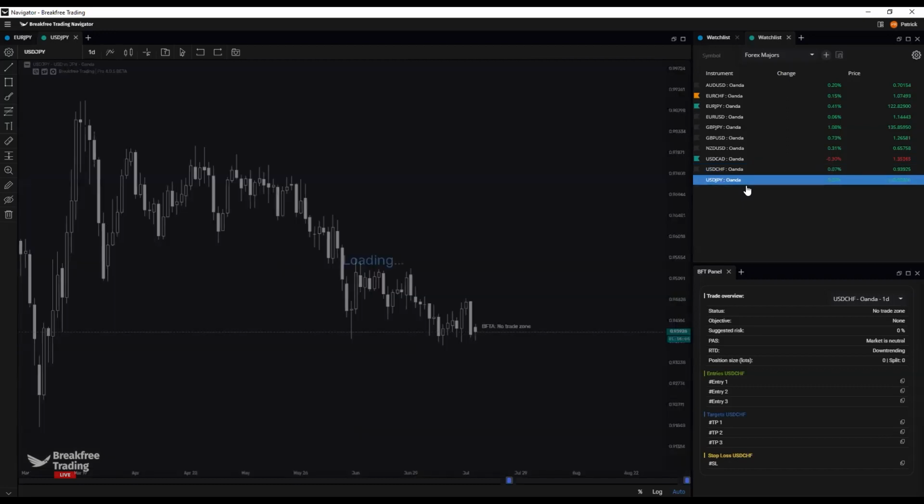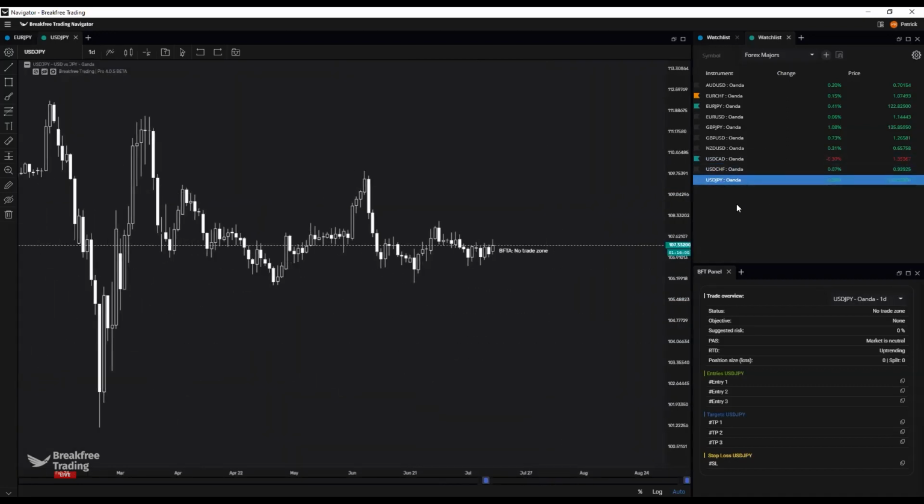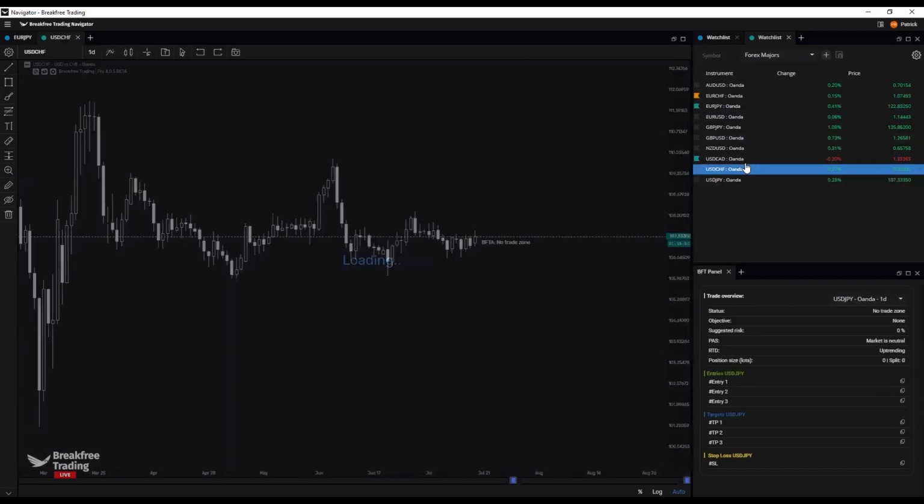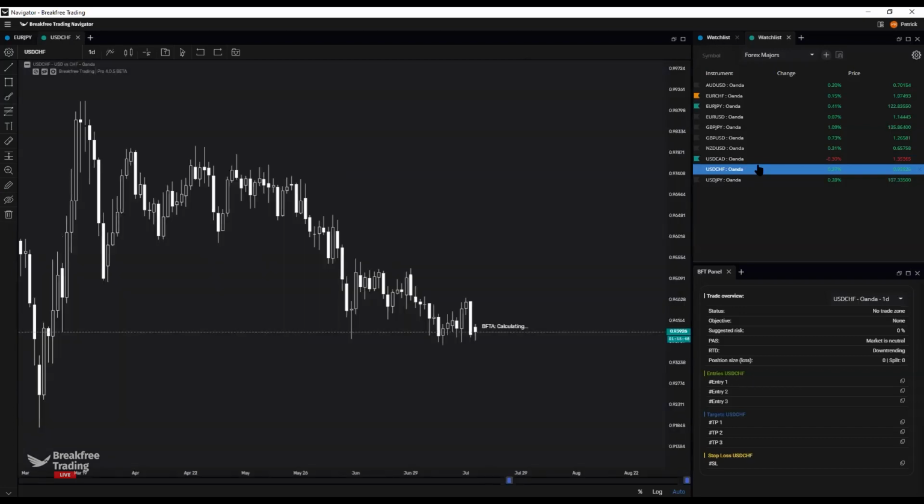USDCHF, GBPCHF. Yeah, so these are the trades for the majors. The only one I have set up is EURCHF, and the other ones, not much to do right now.